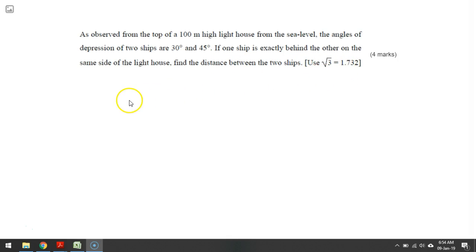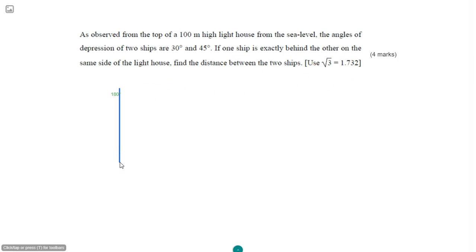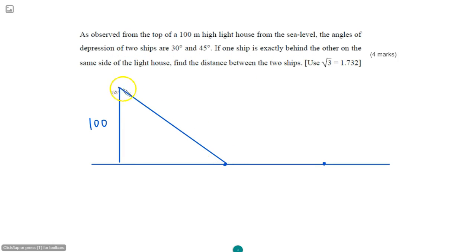Let's draw the figure for this question. There is a lighthouse that's 100 meters high, that is 100 meters, and here is the sea level. There are two ships, one is exactly behind the other on the same side of the lighthouse. So let's have one ship here and the other one is here. And the angles of depression are 30 and 45 degrees. So here are the angles of depression. You can see that the angle of depression of one ship is 30 degrees and the other is 45.